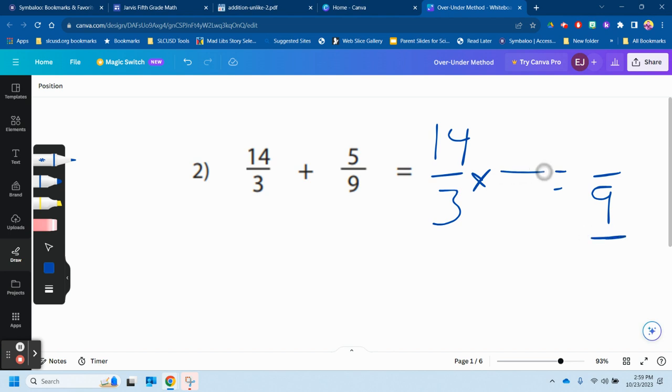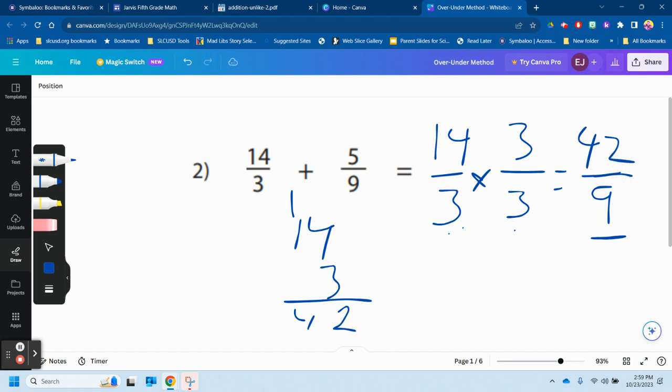So what I asked myself is, what did I multiply 3 by to get 9? I multiplied it by 3. So 3 thirds is 1. If I multiply the 3 by 3, I get 9, so I also have to multiply the 14 by 3. 14 times 3: 3 times 4 is 12, 3 times 1 is 3, plus 1 more is 42. 42 ninths is what I'm dealing with.